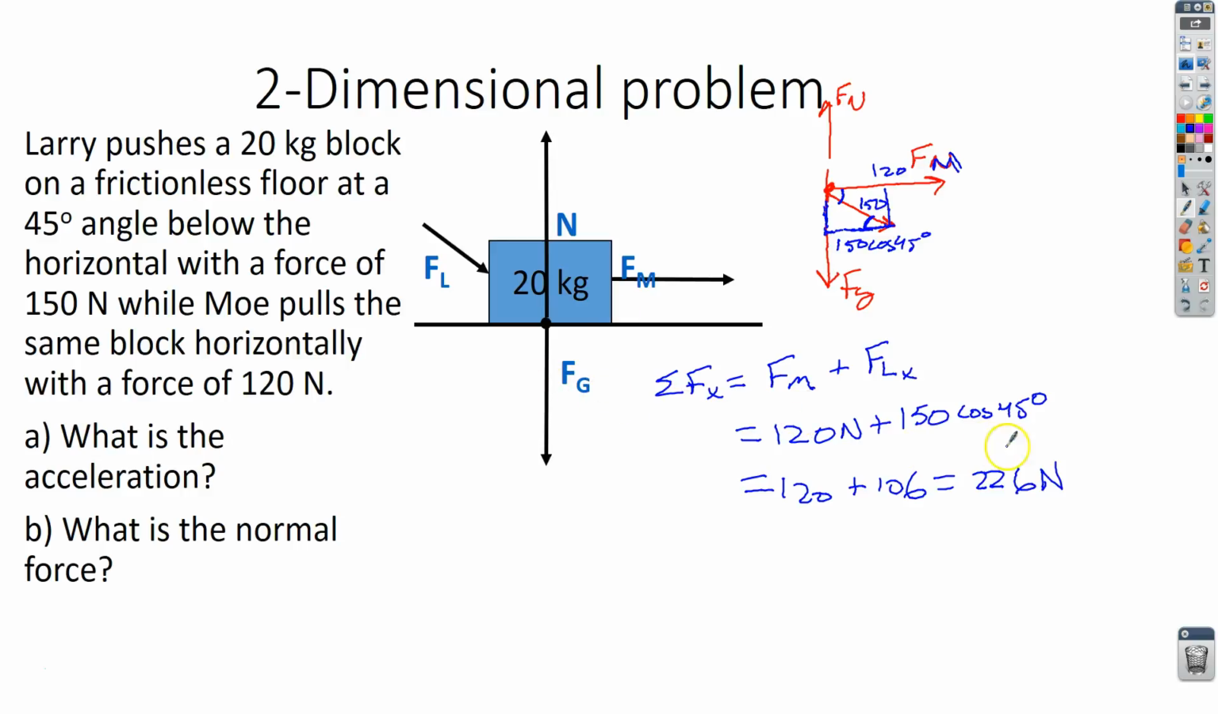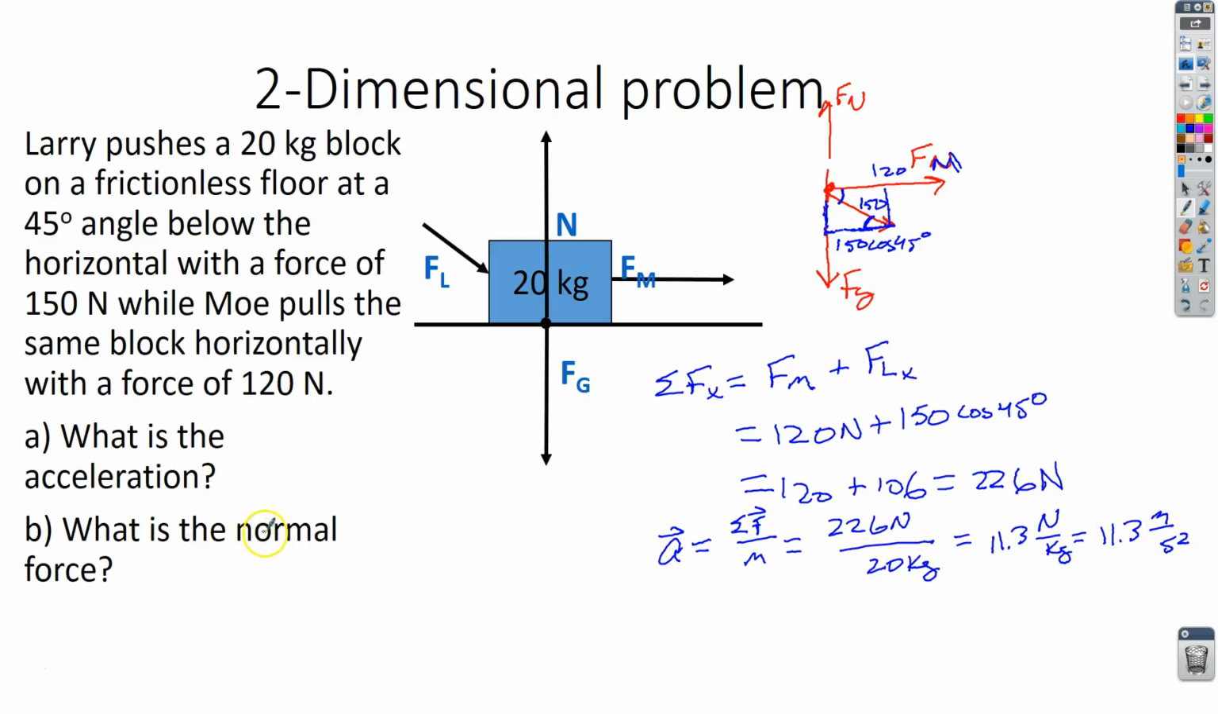Our problem is we don't just want the force in the x direction, they also want us to find the acceleration. And earlier we said acceleration is equal to the sum of the forces, which we just solved for, divided by the mass. The sum of the forces is 226 newtons, and we're going to divide that by the mass, which is 20 kilograms. And that will give us our acceleration in newtons per kilogram or meters per second squared. So 226 divided by 20 will give me 11.3 newtons per kilogram, but in standard units that'd be 11.3 meters per second squared.